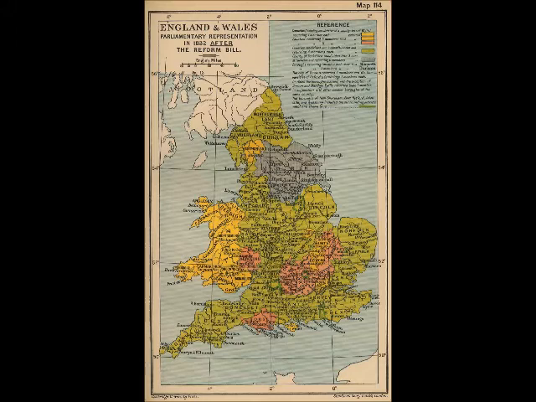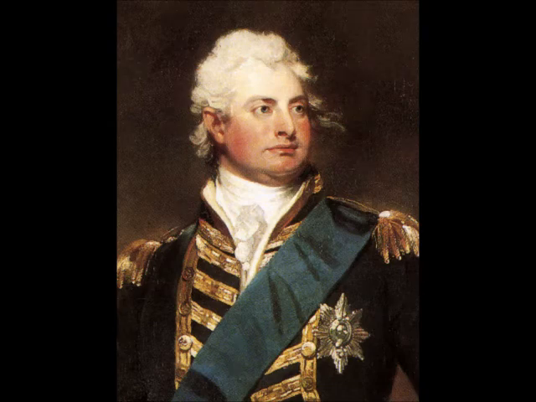But at this point, the king intervened, and this was King William IV. He was the end of a string of Georges. You had George I, George II, George III, George IV. William IV was the son of George III, who was the king during the American Revolution. He was the younger brother of George IV, and William IV was a Whig. He was a liberal. He was a reformer. He believed in this stuff.